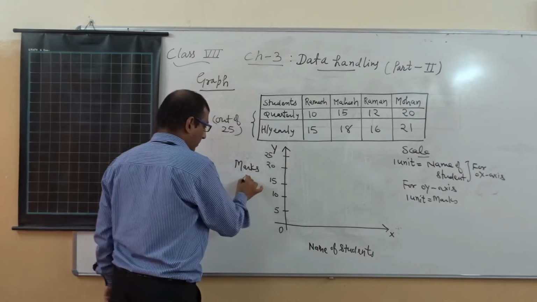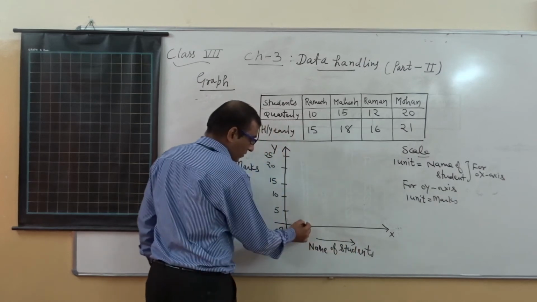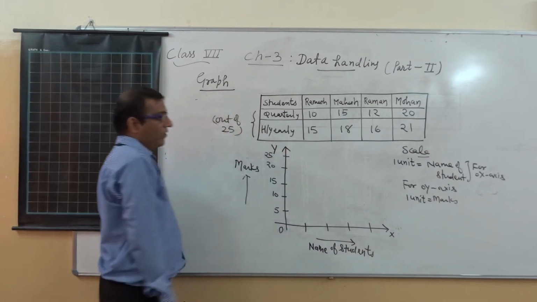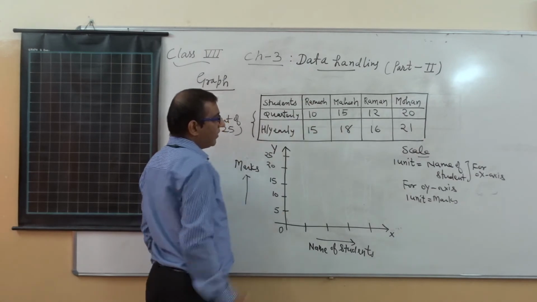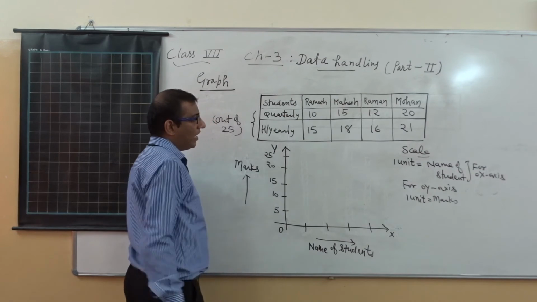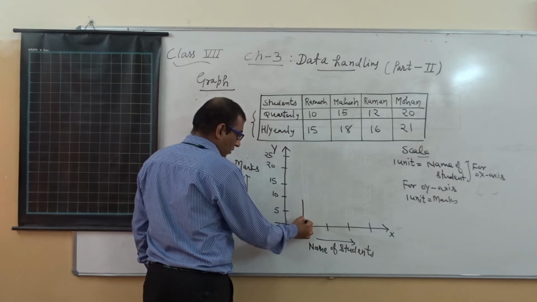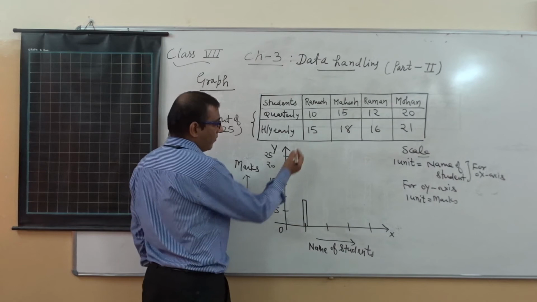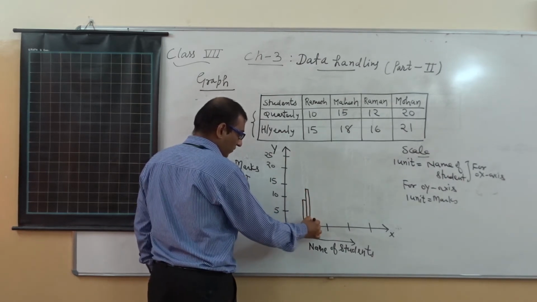Right. So this is the graph between marks and name of students. There are 4 students, 1, 2, 3 and 4. So how can we plot this double bar graph? As we see here, the first name is Ramesh, and Ramesh got 10 marks in quarterly and 15 marks in half-yearly. So how can we show it? 10 marks look like this, and 15 marks like this. So this is the position of Ramesh.